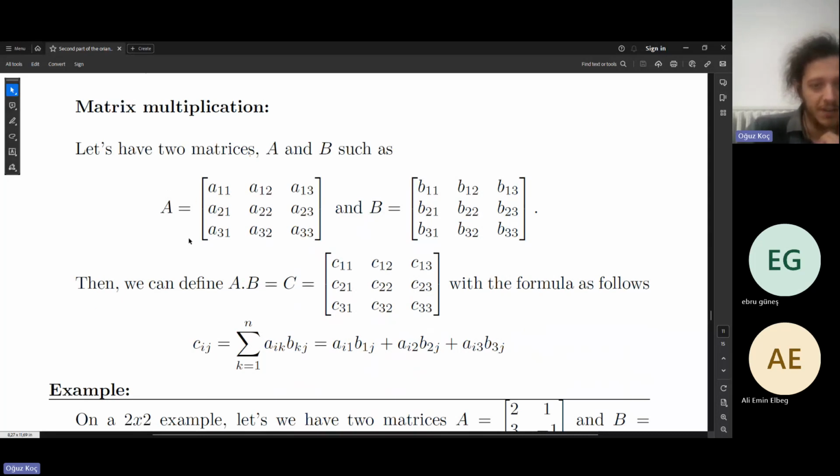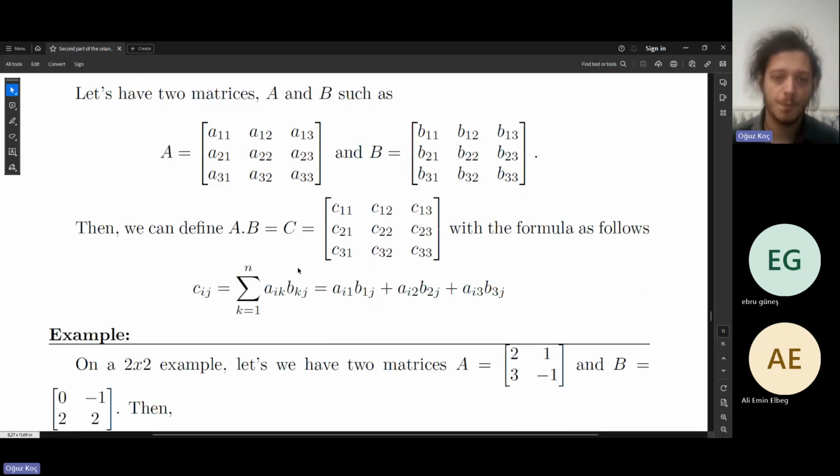In this situation, A is a 3 by 3 matrix, and B is a 3 by 3 matrix as well. This is the element of the A matrix which is in the first row and the first column. And we also have another element here, which is in the first row and the third column. These numbers correspond to the place of the element in the matrix system.